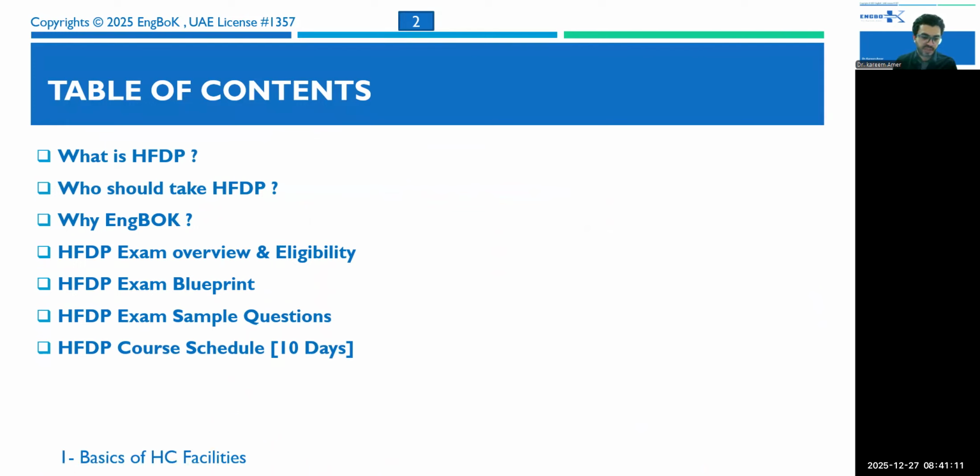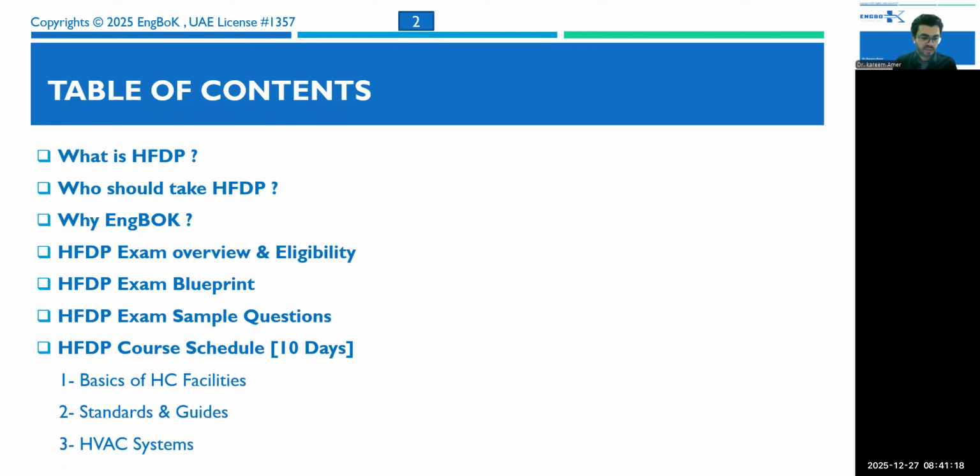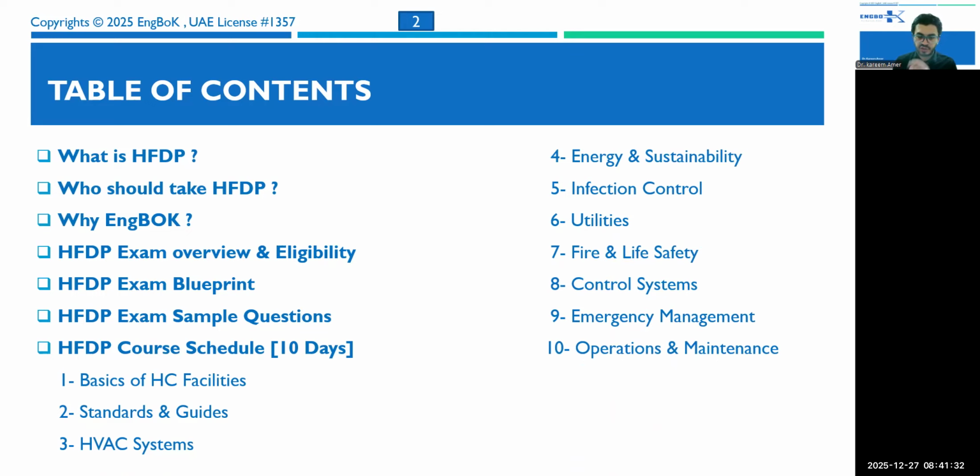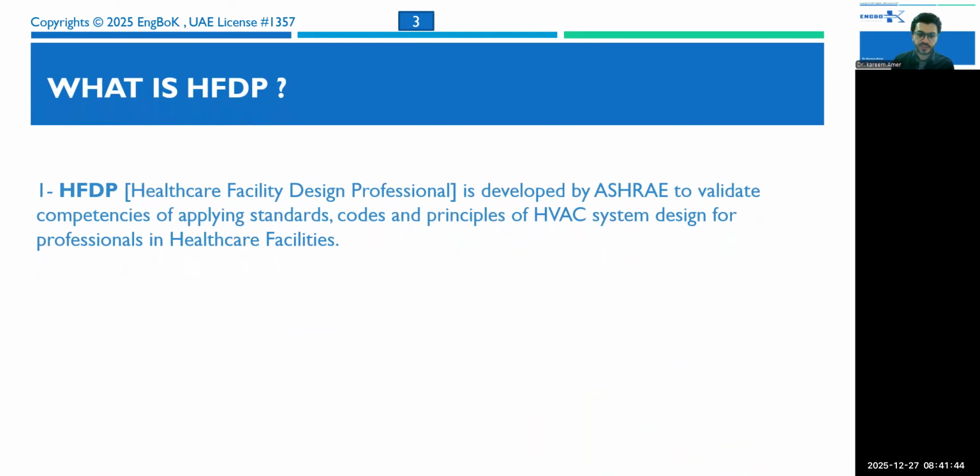Exam overview and the eligibility requirements, the exam blueprint, exam sample questions, the course content or schedule, the lectures: basics of healthcare facilities, standards and guides, HVAC systems, energy and sustainability, infection control, utilities, fire and life safety, control systems, emergency management, operation and maintenance. Then we talk about the outcome of this course and certifications.